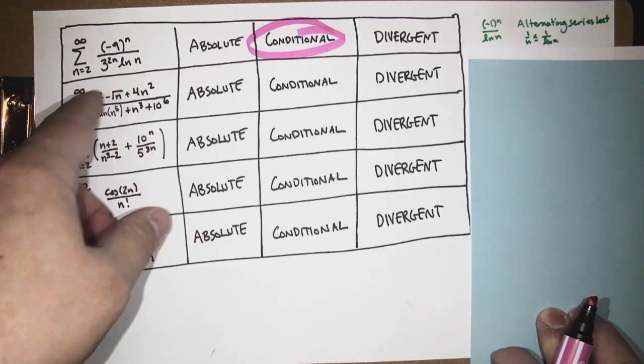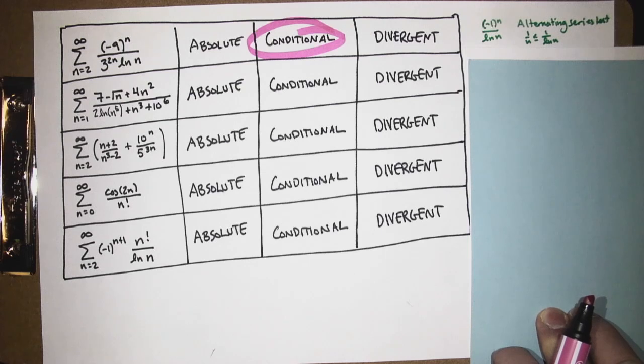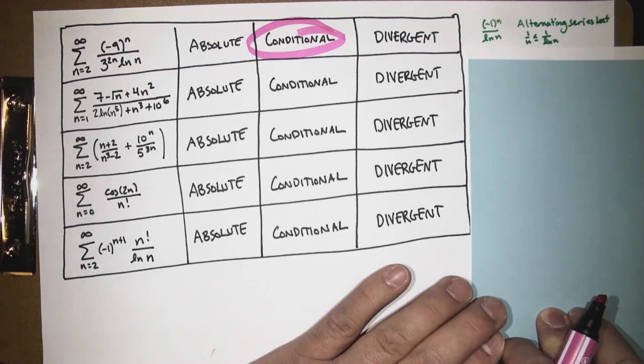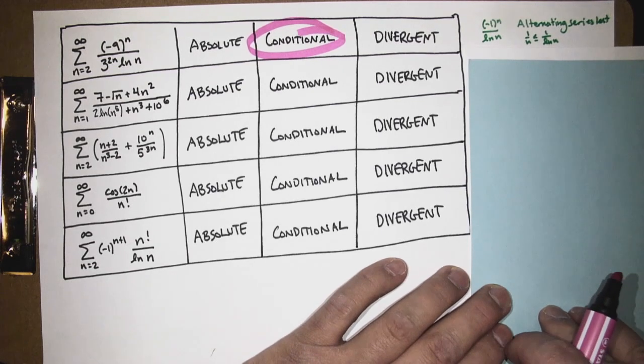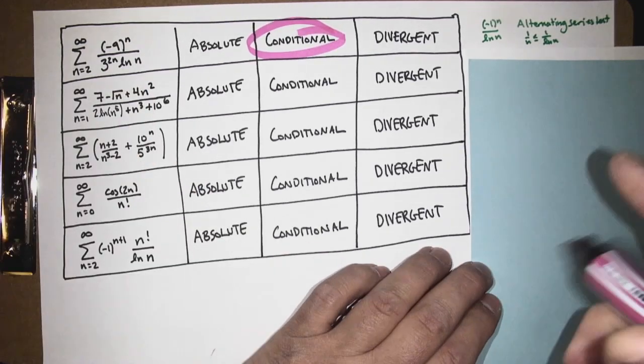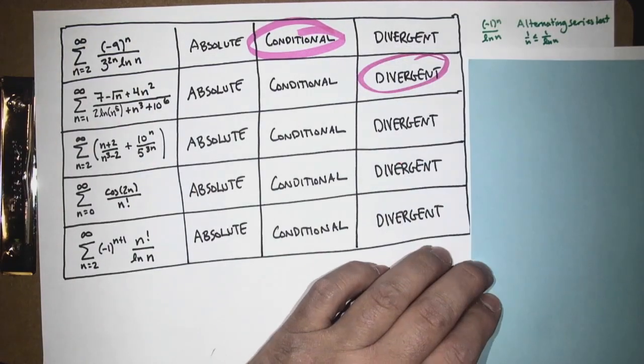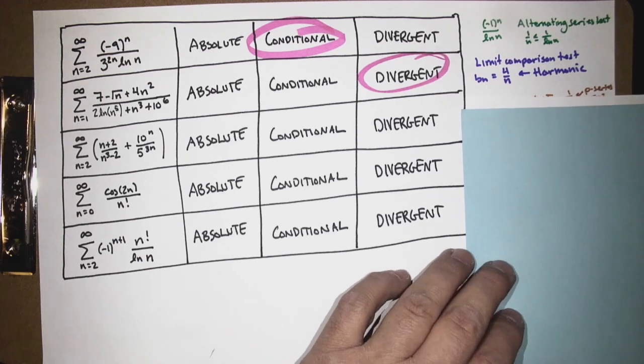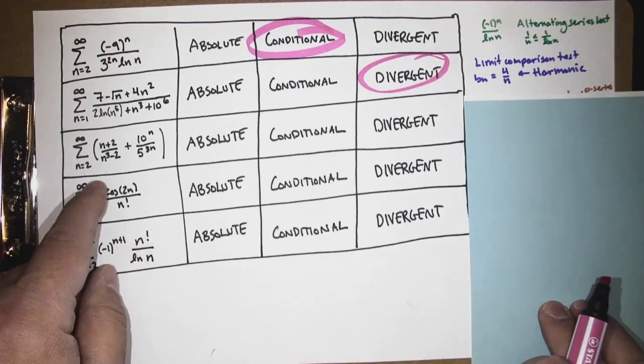Okay, the next one, a bunch of mess. Absolute, conditional, or divergent? Divergent. The mess that you keep is the 4n squared over n cubed. That looks like 1 over n. So that's harmonic.